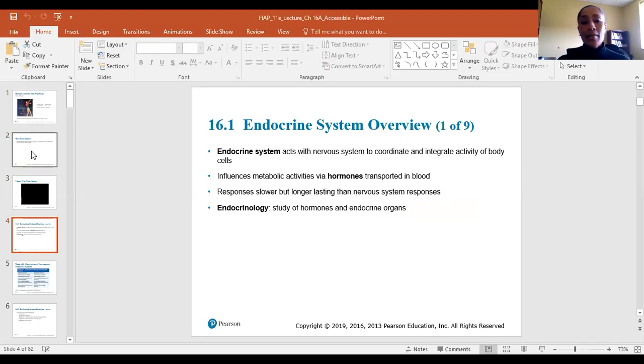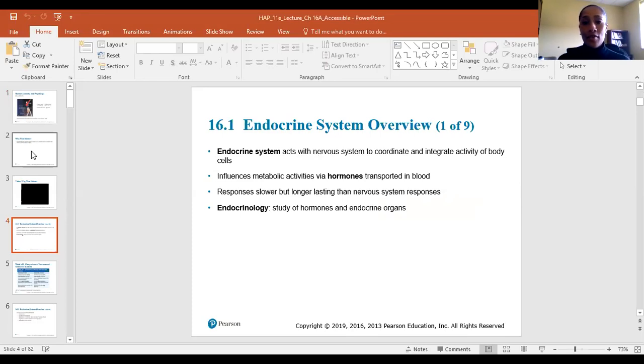So the endocrine system acts with the nervous system to coordinate and integrate the activity of our body cells. It's going to influence metabolic activities through the use of hormones. So hormones are the chemical messengers for this system, just like neurotransmitters were the chemical messengers for the nervous system. Although responses with hormones are going to be slower than responses from neurotransmitters and nerve impulses, these responses are going to last longer in the body compared to responses that occur from the nervous system.